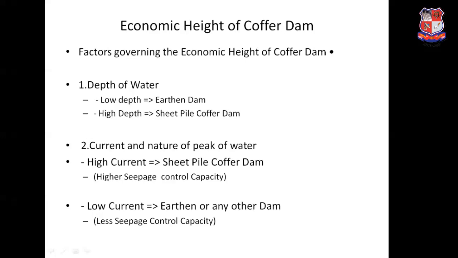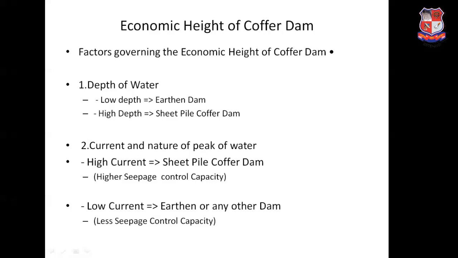Now, the factors that govern the economical height of the cofferdam. One is the depth of water. If the depth of water is low, we have to go for the earthen dam. If the depth of water is high, sheet pile cofferdam is preferable.